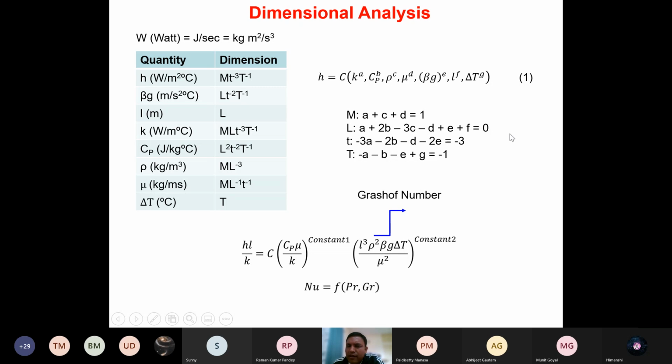Similarly, you can equate for L, for T and capital T, and then you can represent these 3 variables, maybe e, f and g, in terms of a, b, c, d. If you do that, finally you will get this equation. Is it clear? Does it make sense? Yes, sir. We have already done a similar analysis for forced convection earlier, so that's why I'm not doing this in more detail. Is it okay? Can you do it yourself?